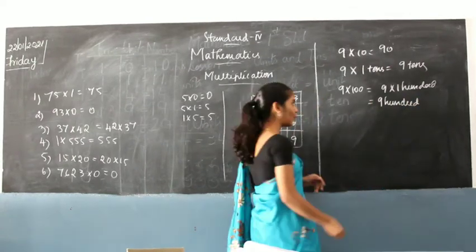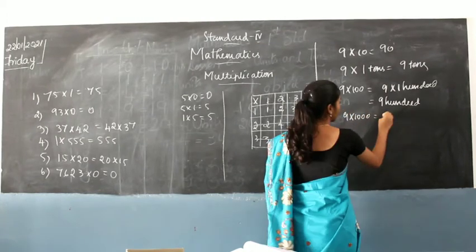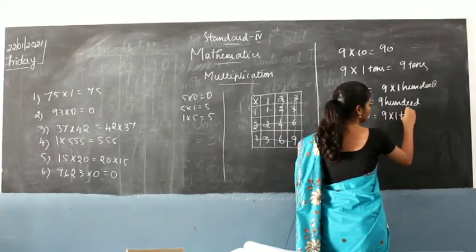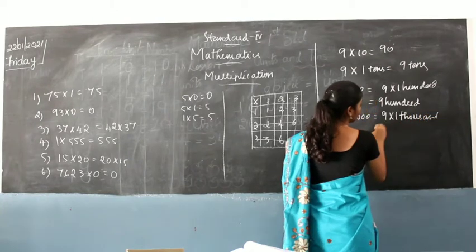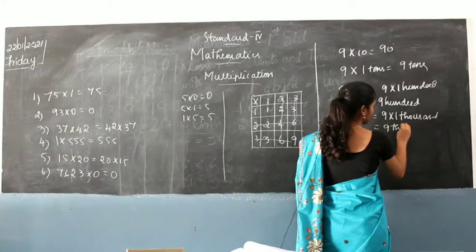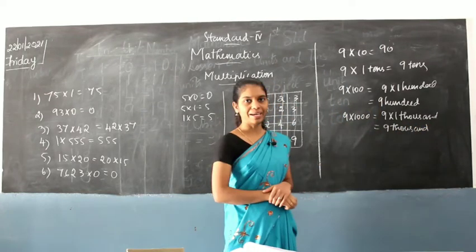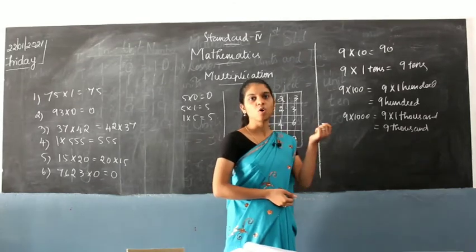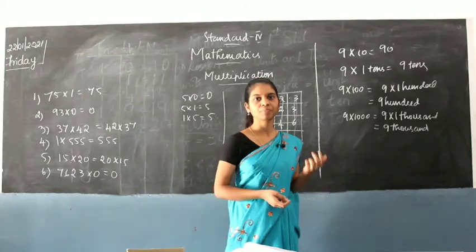Okay, for one more you can see 9 into 1000. So 9 into 1000 will give you 9000. Likewise, if you multiply a number with 100 or 1000 or 10, you will get the same number.